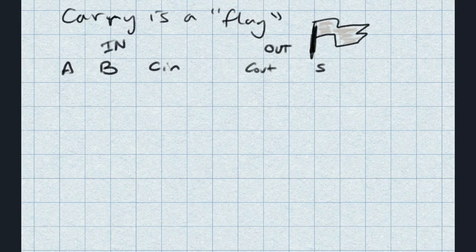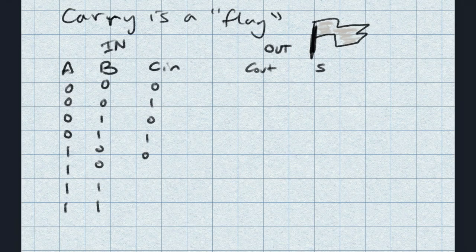So the logic table for this is a little more complicated. Let's say I've got A, B, and C in. Those are 3 different inputs. Let's go through all the possible cases: A is 0, 1, 0, 1, 0, 1, and so on, B is 0, 0, 1, 1, 0, 0, 1, 1. So this is our inputs. Then on the outputs, I'm going to get C out, the carry bit, and then I'm going to get S, which is the sum.